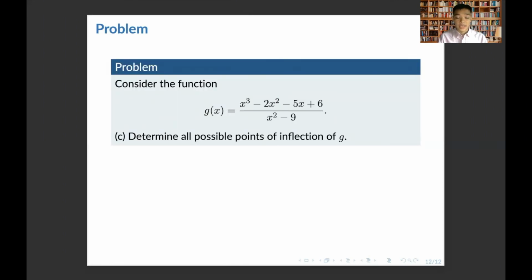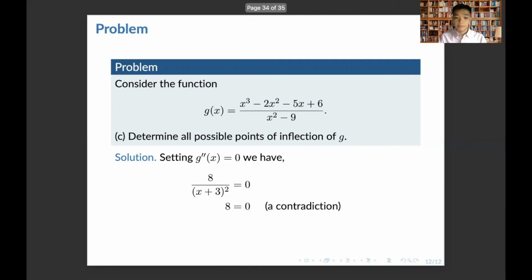Okay, let's do the final task, where we will determine all possible points of inflection of g. Of course, in order to get the possible points of inflection, let's set g double prime of x equal to 0, and then we'll get that. However, once we do some manipulation of the equation, we'll get that 8 equals 0. And of course, that's not possible. So therefore, g has no points of inflection.